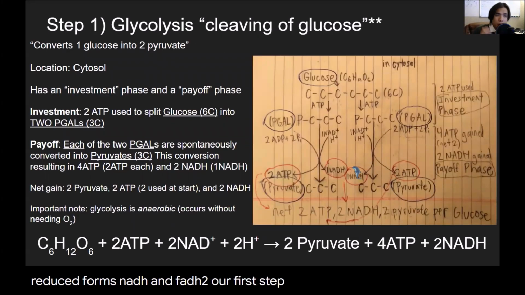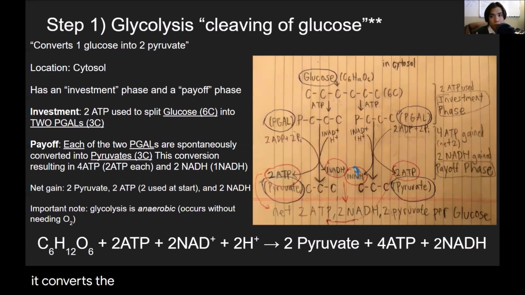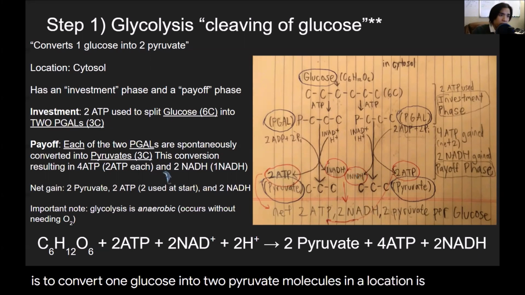Our first step is glycolysis, the cleaving of glucose. The main purpose of it in the entirety of the cellular respiration steps is to convert one glucose into two pyruvate molecules. And the location is within the cytosol.